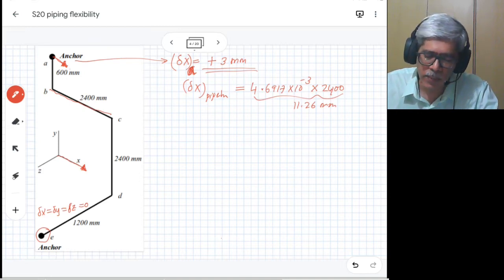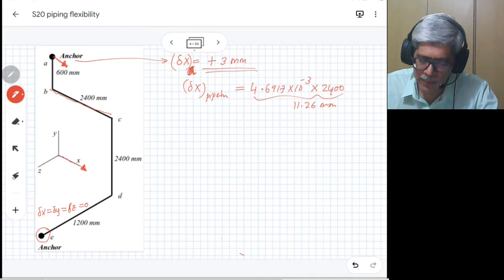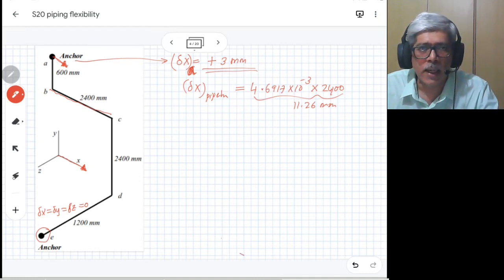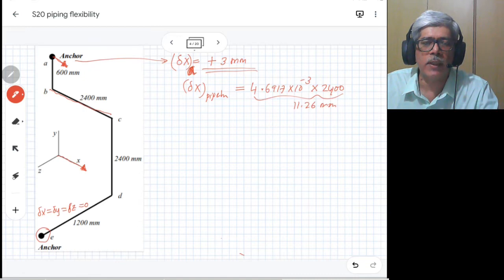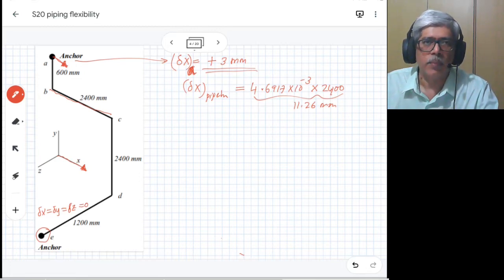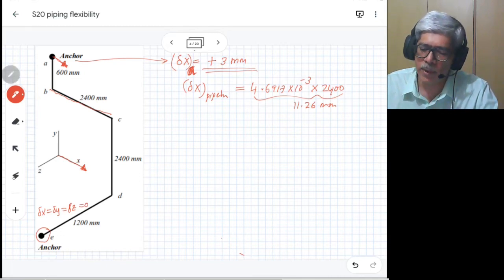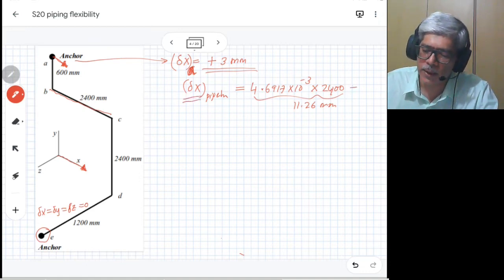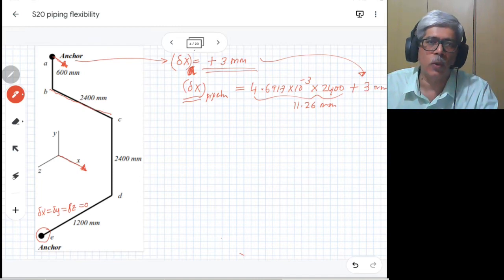Now, because anchor A is moving towards point E, there is an additional displacement which will get constrained. The piping was originally trying to expand by 11.26 millimeter, which was restricted, but further you are loading it by another displacement of 3 millimeter. So in this case, for the total delta x in the flexibility calculation, this 3 millimeter needs to be added. This becomes an additional loading to the displacement calculations.